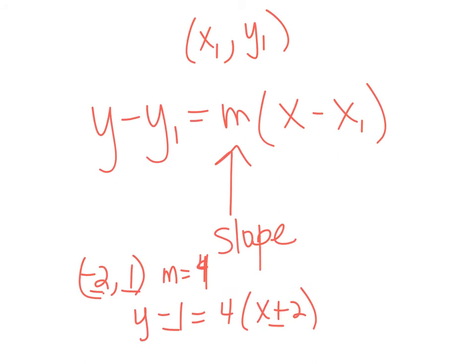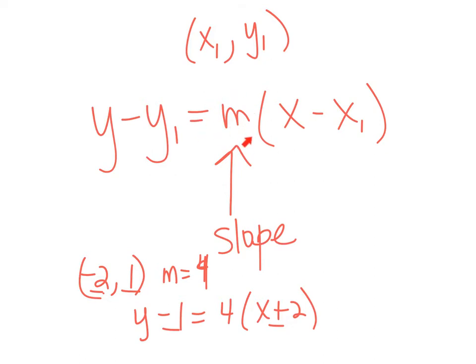Okay, so we have a point, and we have the point-slope form. So x1, y1 is the order of our point. The x comes first, then the y. And in this equation, you've got to pay attention to where it goes.